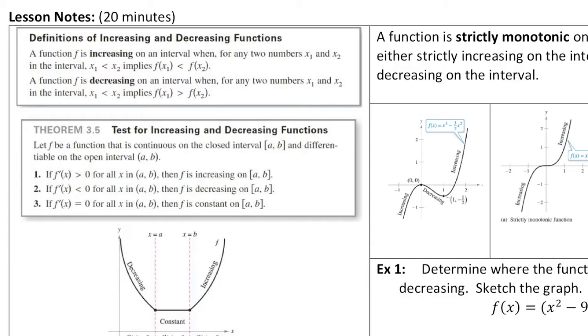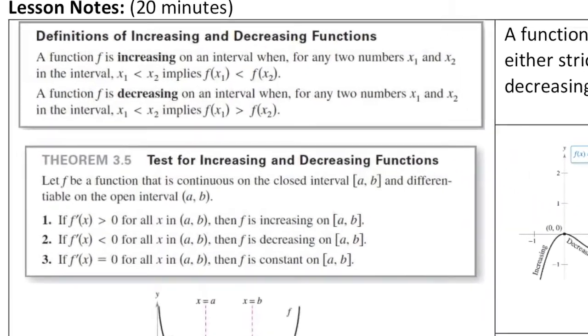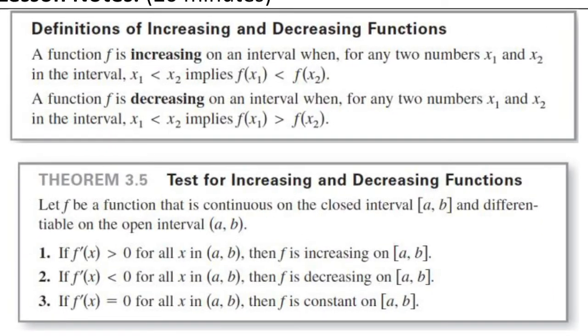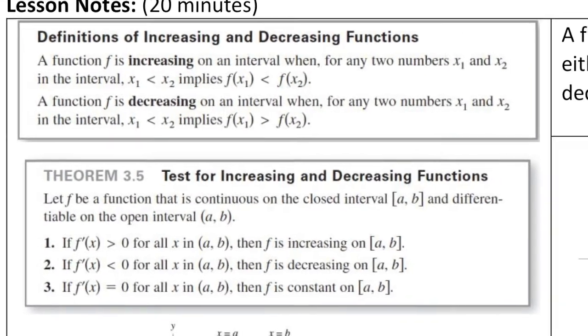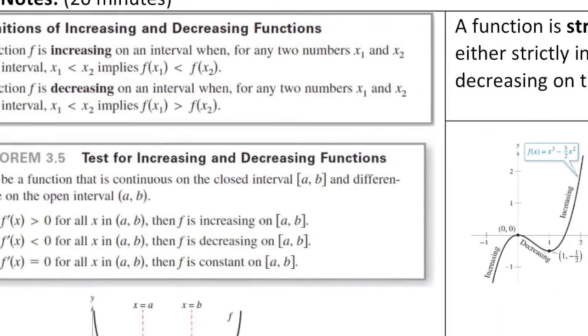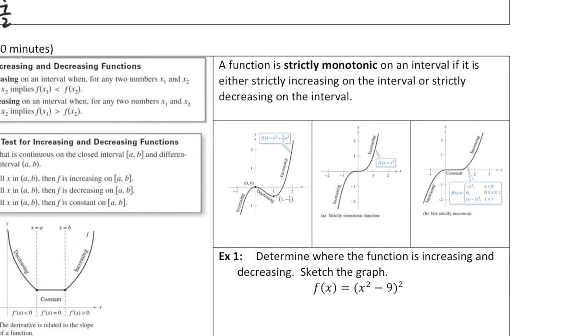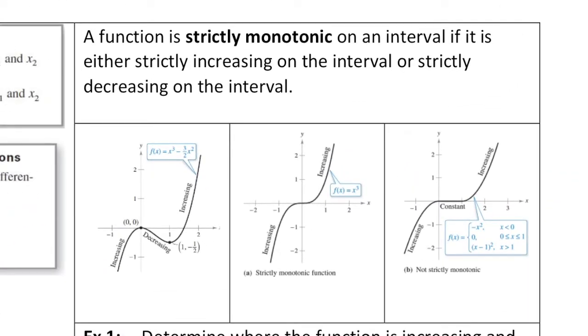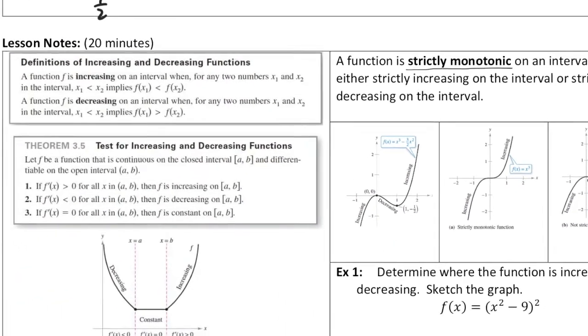We're going to extend the idea of where functions are increasing and decreasing today. So your function is increasing where your derivative is positive. Your function is decreasing when your derivative is negative. Your function is called strictly monotonic on an interval if it is strictly increasing or decreasing on that interval.